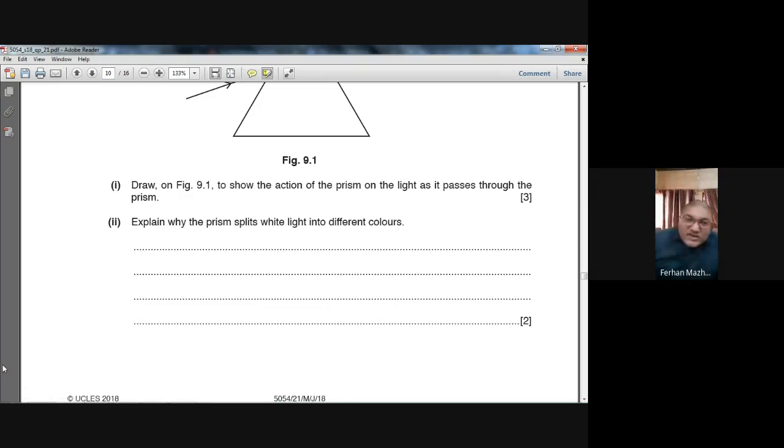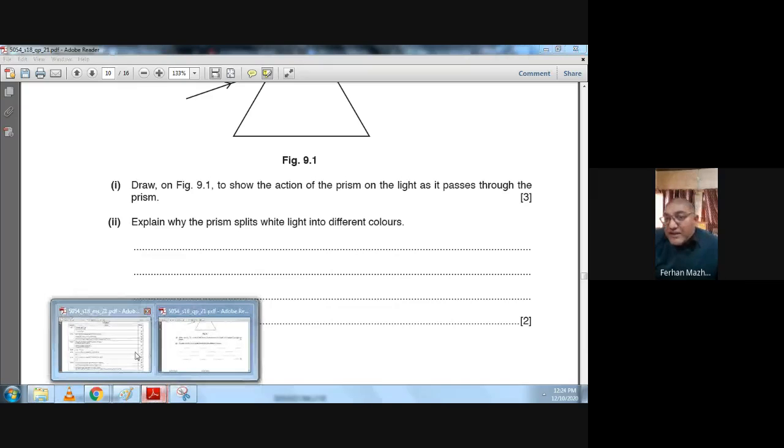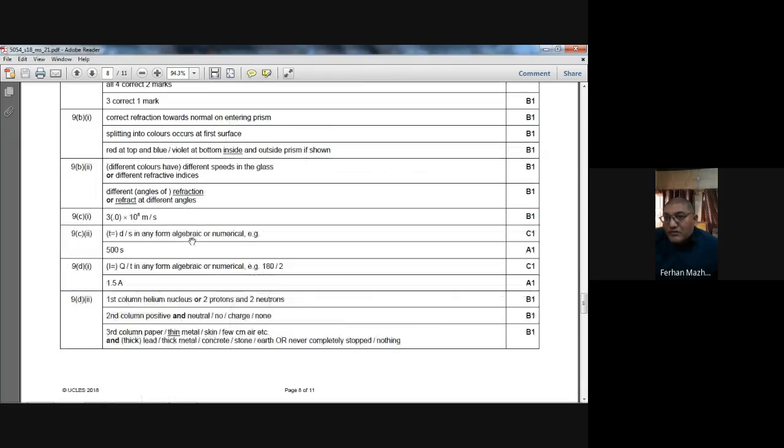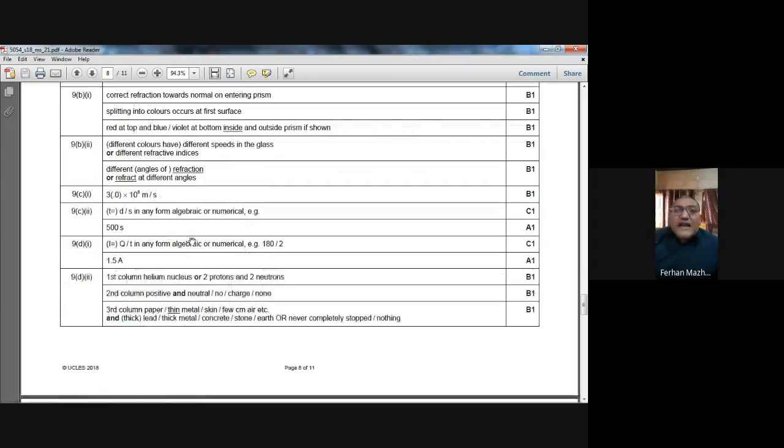Let's check what the marking scheme says, and then you should write the answer. First, let's check the marking scheme. Different colors have different speeds in the glass or different refractive indices. One mark is for this argument, and the second mark is for saying that they will have different angles of refraction or refract at different angles. So if you understand, write your answer, then we will see what you have written.